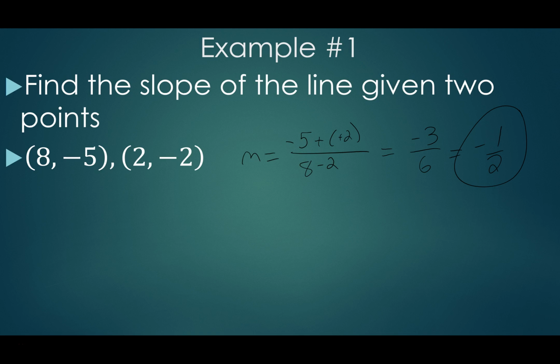If we did it the other way around, if we did it as -2 minus -5, it would then have to be 2 minus 8 on the bottom. It's still going to give us the same answer. We'll have a +3 up top, but now a -6 on the bottom, so it's still -1/2 for the final slope. So yeah, it doesn't matter as long as you're consistent with your order. Whichever order you do your y's in up top, make sure the x's are in the same order then.